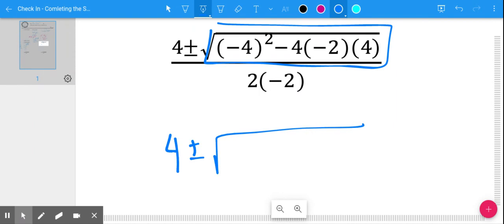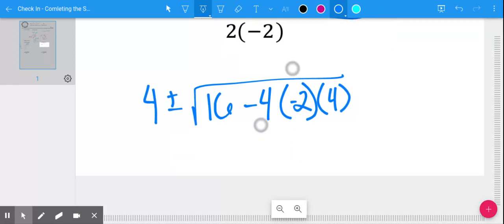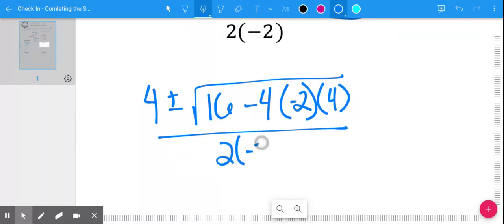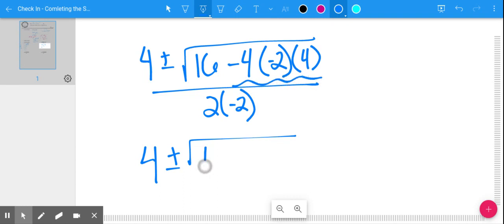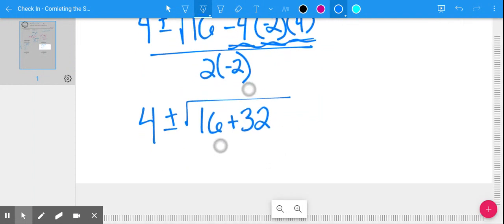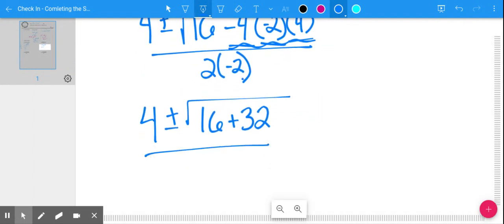The square root. Negative 4 squared will give me positive 16 minus 4 times negative 2 times 4 all over 2 times negative 2. So then we'll have 4 plus or minus the square root. Now we're going to multiply all these pieces together. So I have 16. Negative 4 times a negative 2 gives me a positive 8 times 4 gives me plus 32. All over 2 times negative 2 gives me negative 4.